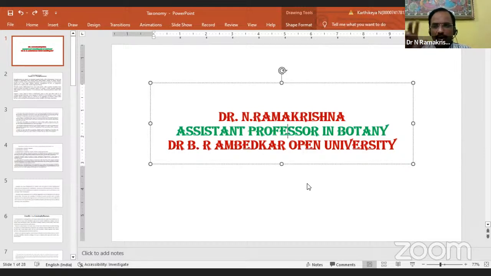Here all the floral parts are arranged spirally. This is a system of Ranales. In general, see here, the perianth is not distinguished into calyx and corolla. Both carpels and stamens are numerous and free. So this is Ranales.